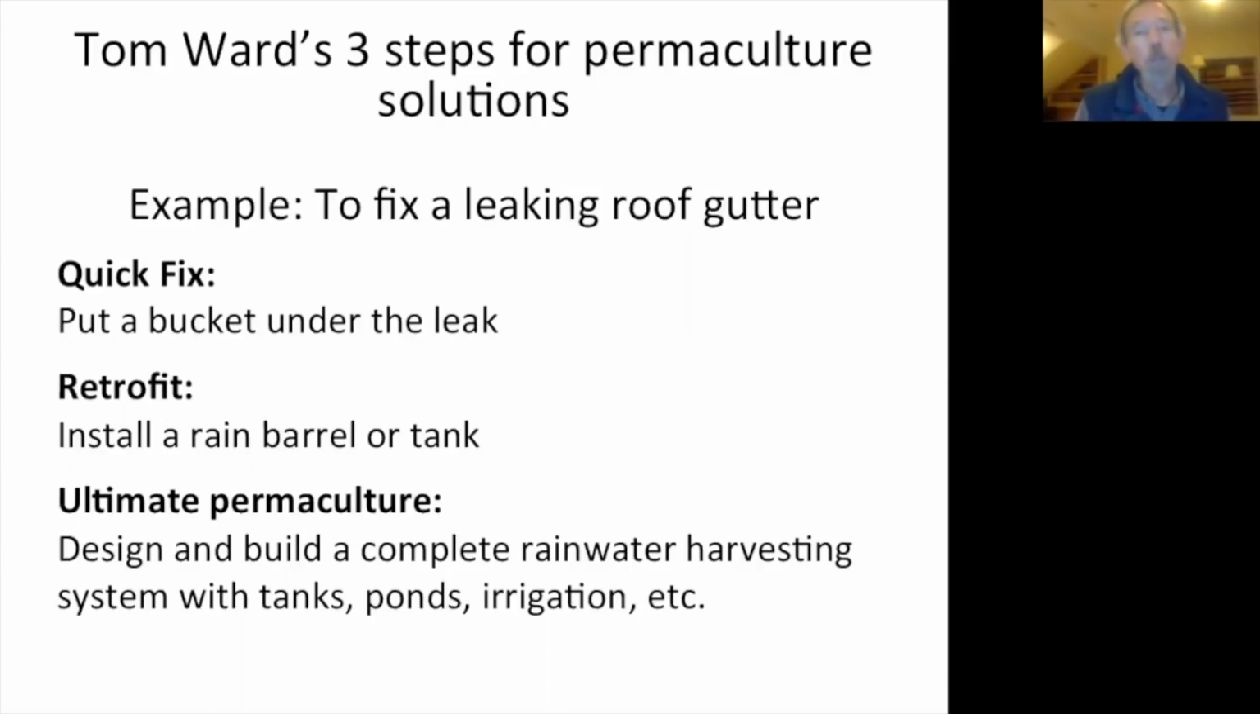And then a retrofit would be a little bit more work than the quick fix. You go out and you get a rain barrel or a tank or something, and you put that underneath the leaky gutter. But that's still kind of a temporary solution. And then ultimate permaculture is where you redesign the whole system, where you create an entire rainwater harvesting system, irrigation, and all the things like that. You're doing a permaculture design to upgrade the system completely. So I was thinking, okay, what can I do in these terms, using Tom Ward's 3 levels of solutions to take care of my soil problem?